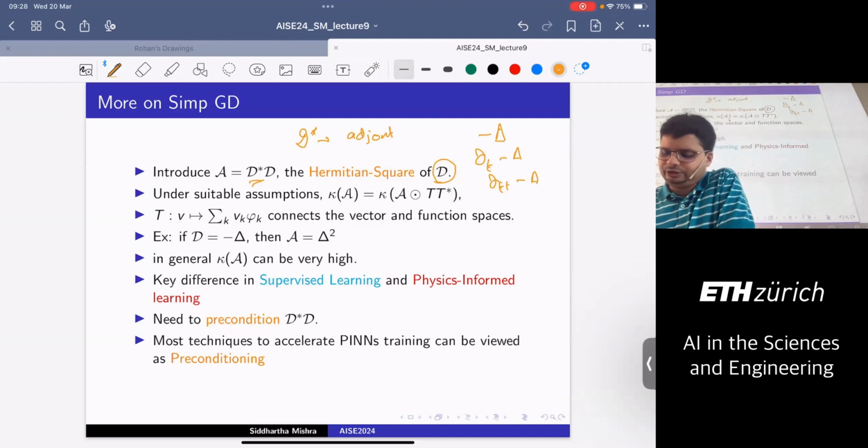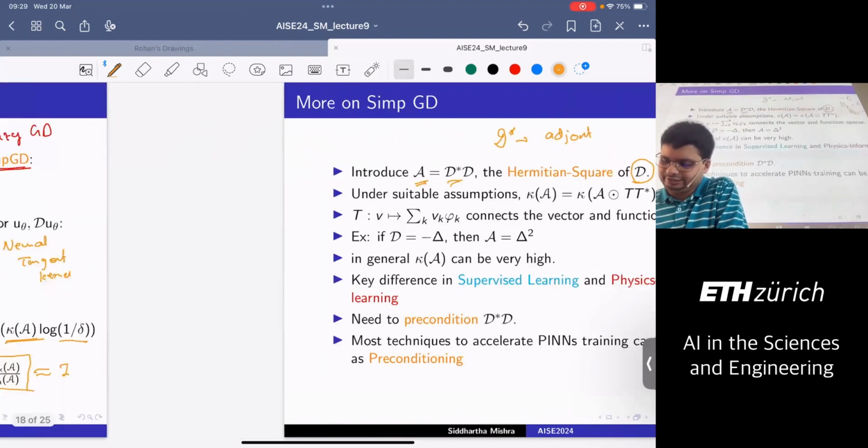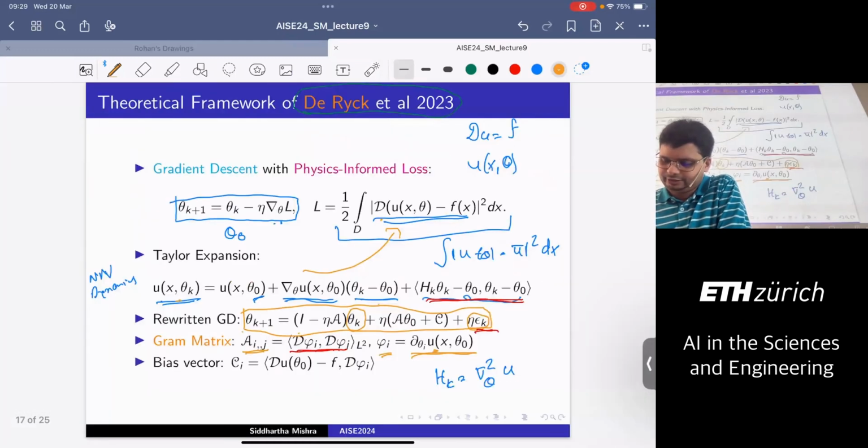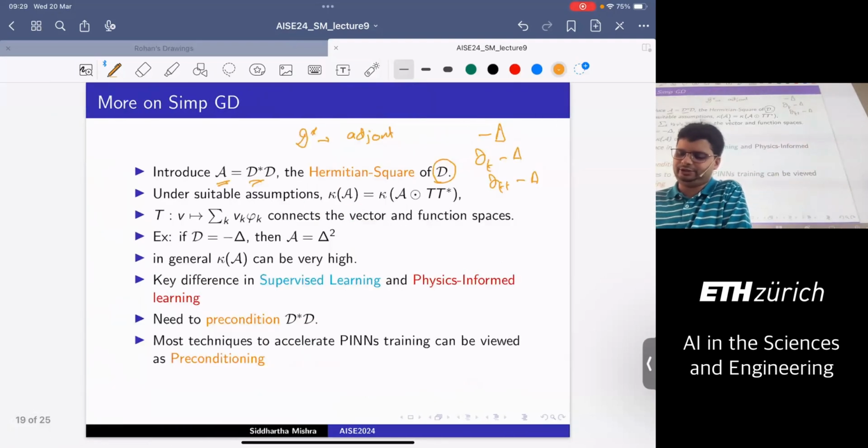Okay, so then you introduce this operator, which is given by this calligraphic A, and this is called the Hermitian square. And it turns out that this Gram matrix, which is written here, which tells you everything about the training, at least near initialization, is related to this Hermitian square. In fact, it's a very simple calculation that it is related to this Hermitian square. Because this guy is a matrix. So if you remember, this is the Gram matrix.